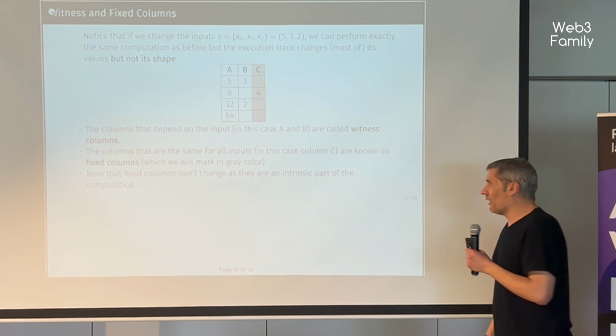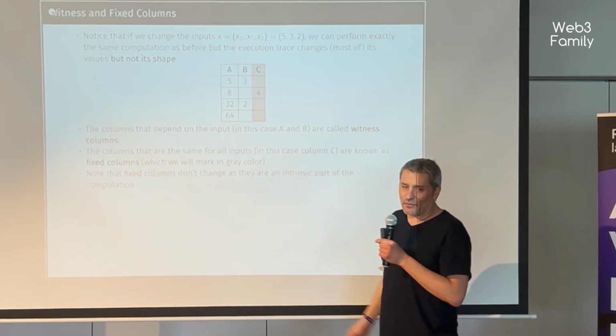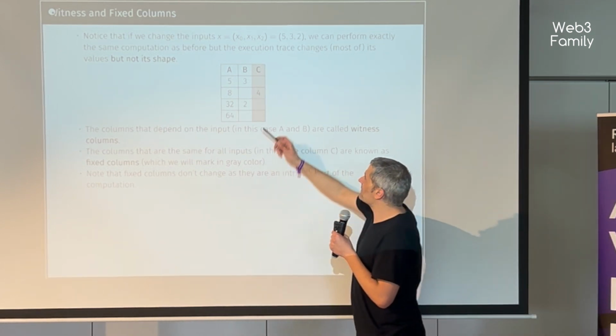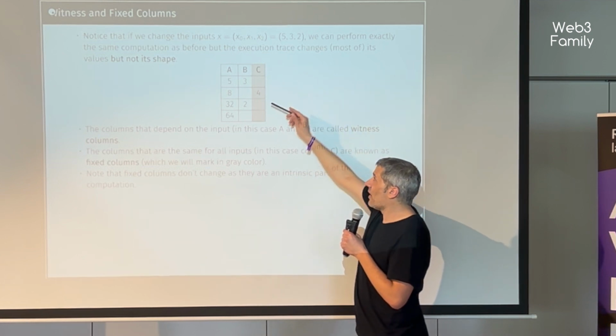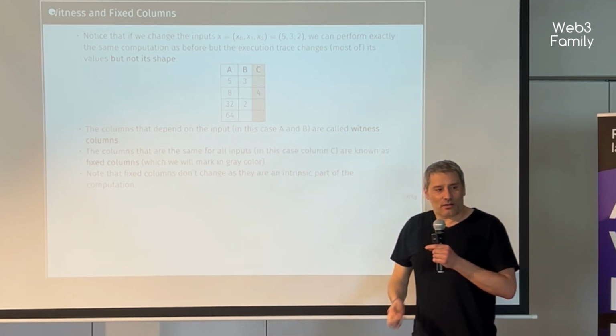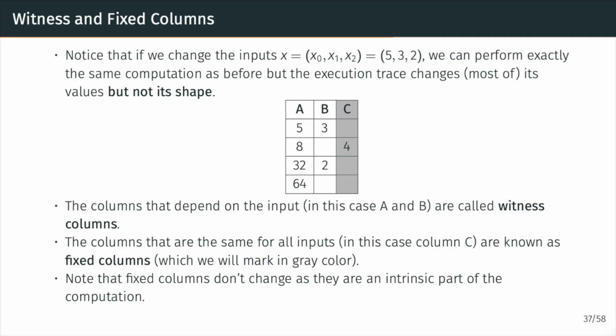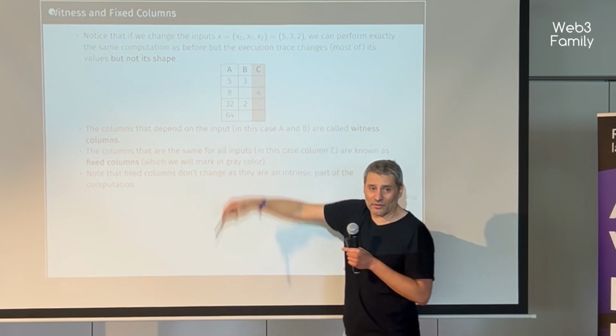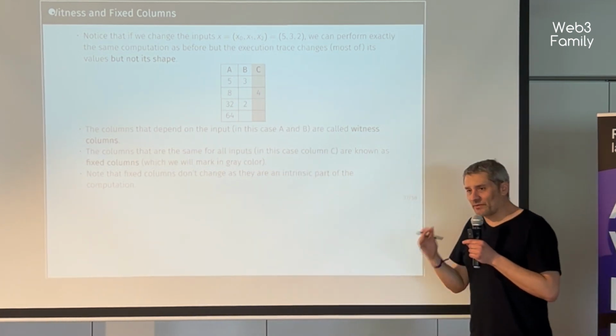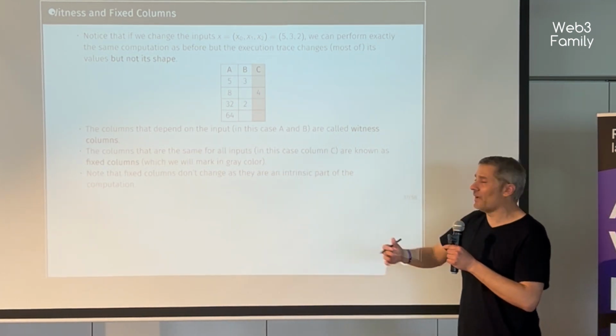So we have two types of columns here, or two types of registers. A and B are what we call witness columns. They will change. If you change the inputs, they will change. So they are computed each time we need to generate a proof.